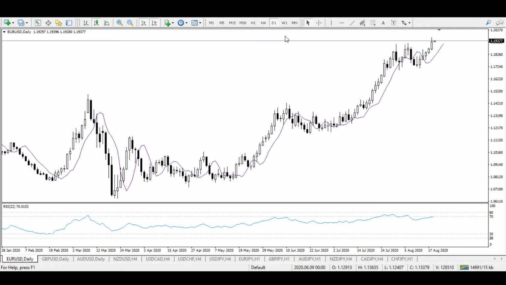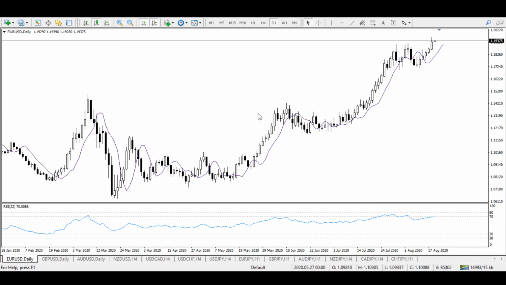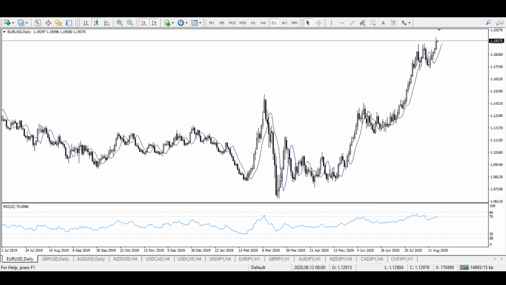1.2090, and there is a reason why I'm targeting 1.2090. So I'll show you why I'm taking 1.2090.